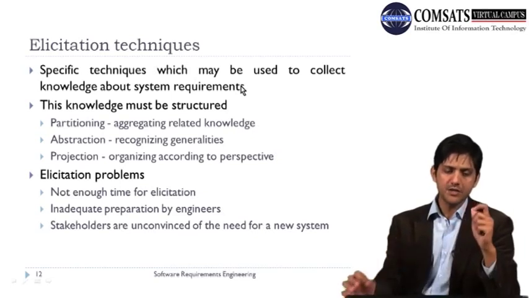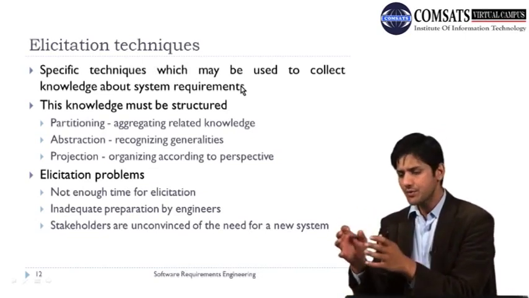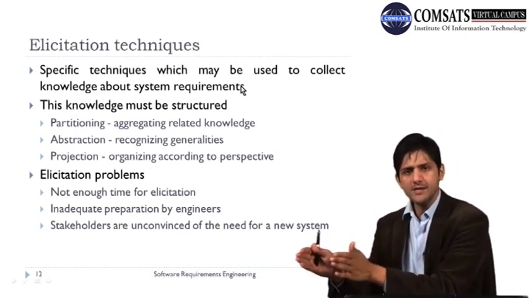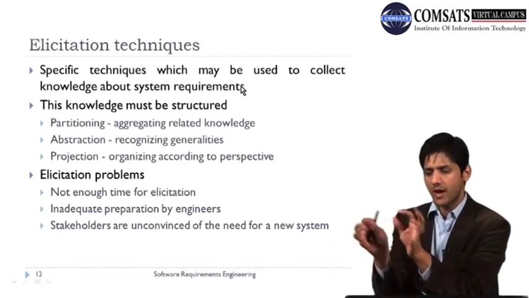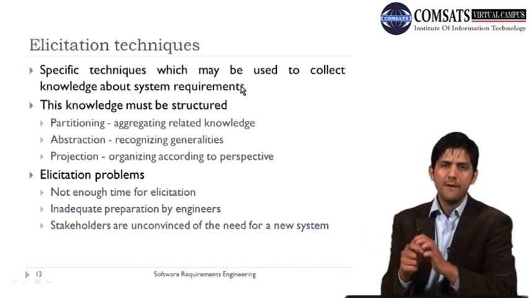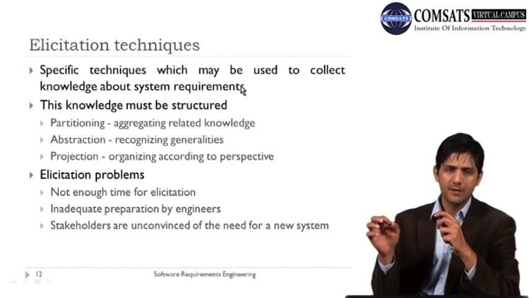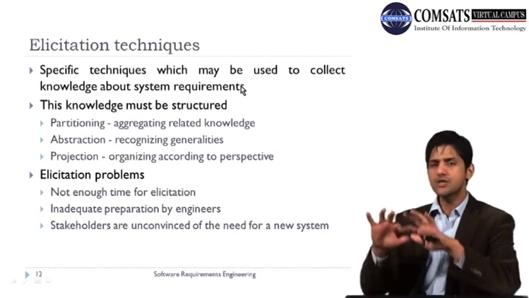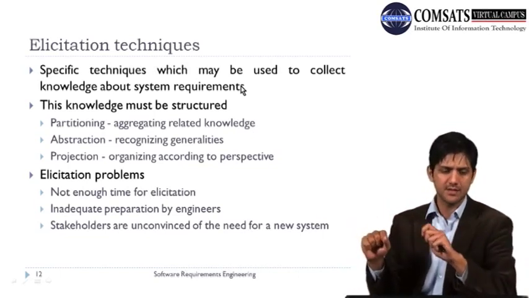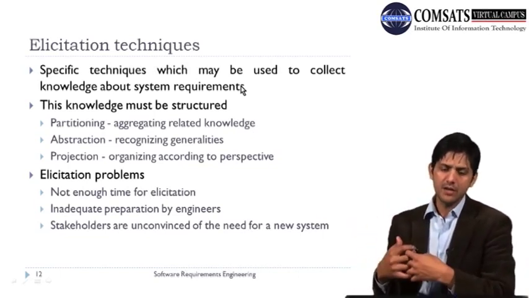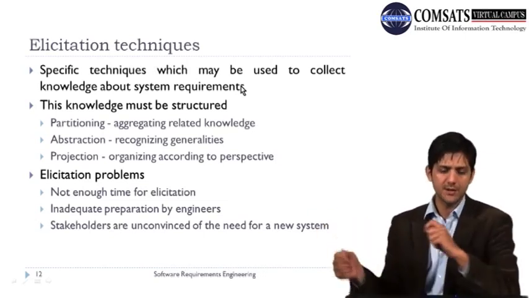The first one is partitioning, where we are aggregating related knowledge. We have identified different areas of the product that we are producing, and now we are trying to partition different areas, and we are aggregating all the things which are related to one. Then the other kind of structuring of the knowledge is abstraction. We try to recognize the general features, or identify all the generalities in the system. Then the final is projection. We try to organize according to perspective, perspective of different stakeholders.